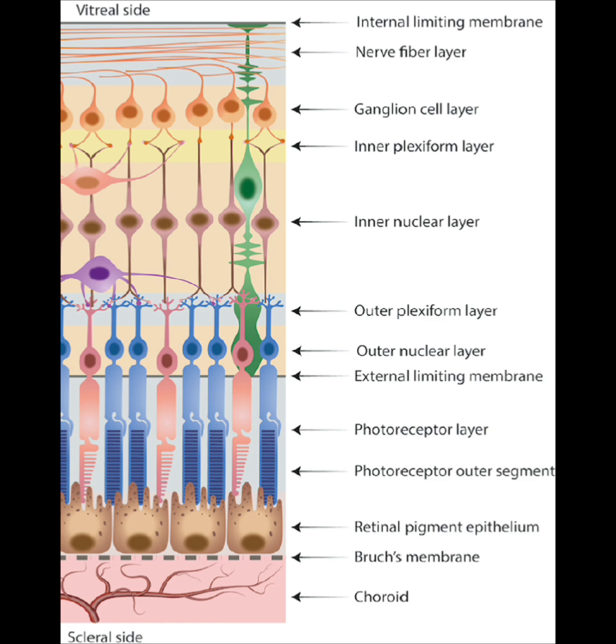Inner plexiform layer, IPL. Think of this as the final handshake station. It's where the middle manager's bipolar cells synapse, connect with the CEO's ganglion cells to hand over the processed data.